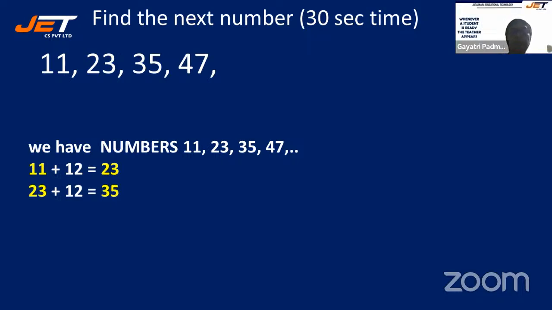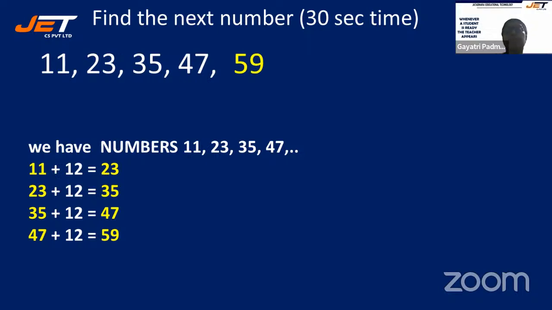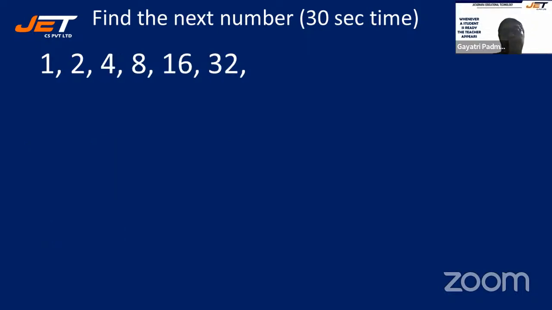Like that. If you add 12 to the second number, 23, we get 35. Likewise, if you add 12 to the third number, we get 47. So, definitely the next number should be, you should add 12 to 47 to get the next number, which is 59. Right? So, the next number must be 59. Yes, students? Fine. With the same understanding, let's move to the next sum.